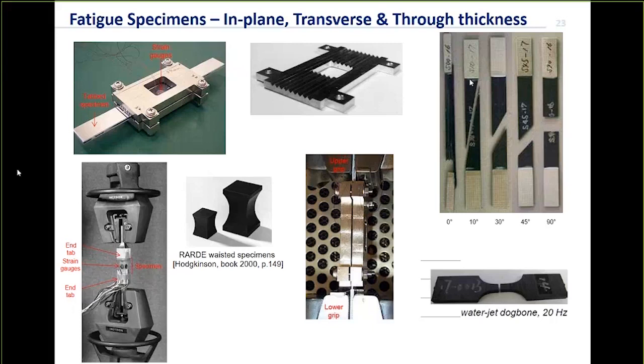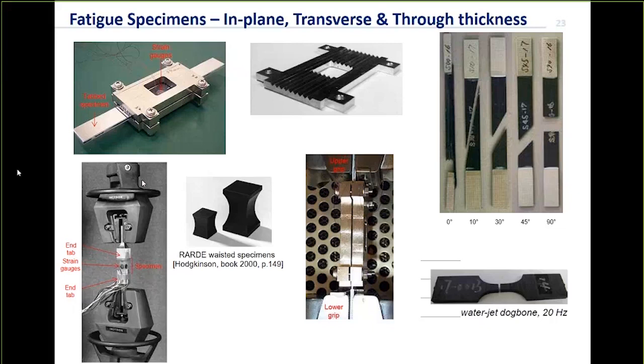In some cases, you can use a dog bone sample or waisted specimen, such as this one on the bottom right. That's for a case where the fibres are oriented transverse to the specimen. You can't use this kind of geometry for a longitudinal specimen because it just splits parallel to the fibres, and these shoulders become in effect not part of the specimen. So that's all for in-plane properties.